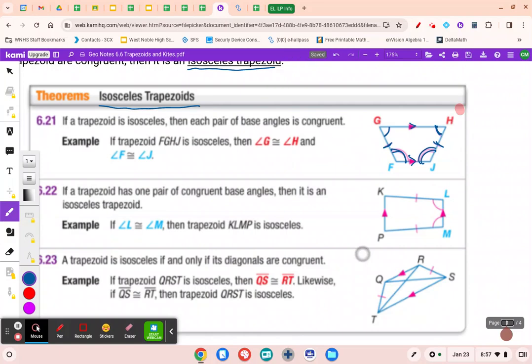If a trapezoid has one pair of congruent base angles, then it is an isosceles trapezoid. You just have to know one pair of congruent base angles. It does have to be a trapezoid first, so you need one pair of parallel sides. And then if you have one pair of base angles congruent, then you know it must be isosceles, so these two sides must be the same.